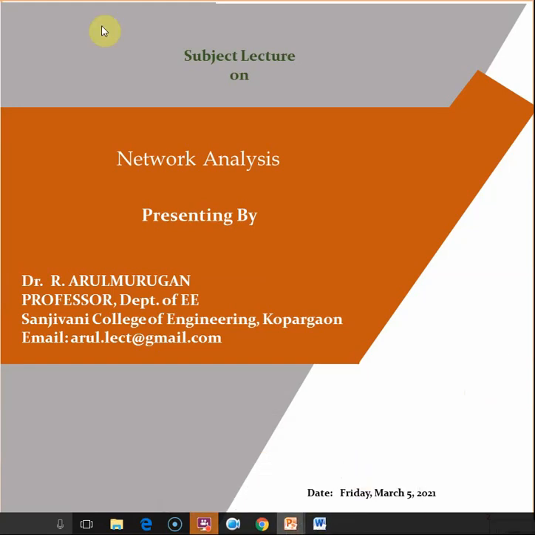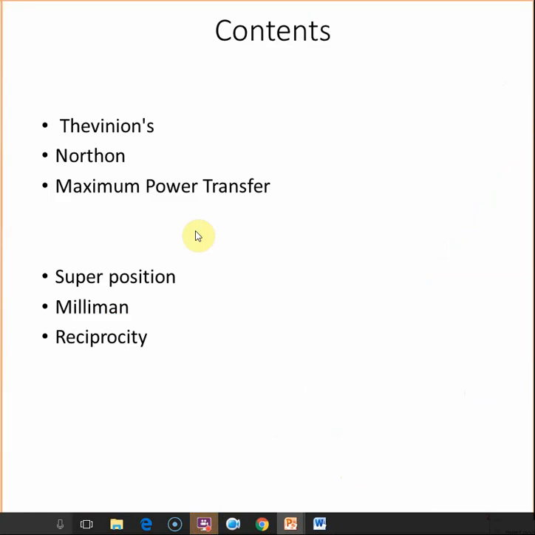Okay. So here we are going to see network analysis theorems particularly. What are the three theorems we are going to learn in today's class? Thevenin's theorem, Norton's theorem, and the maximum power transfer theorem. So these three theorems we are going to look at: Thevenin's, Norton's, and maximum power. Why am I saying this?